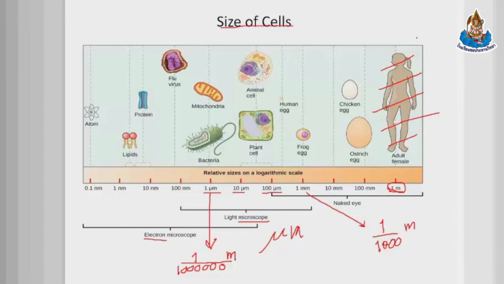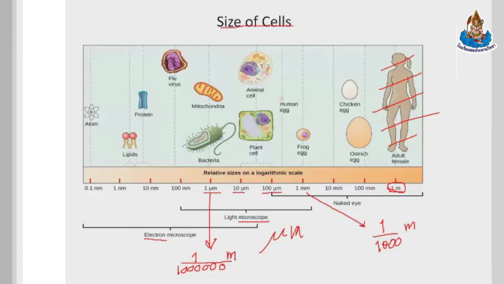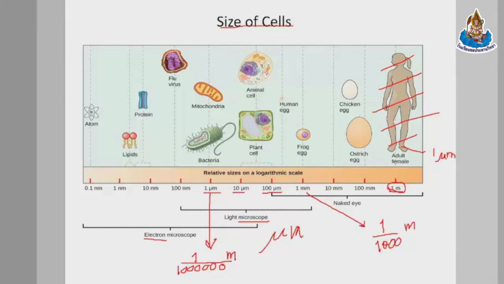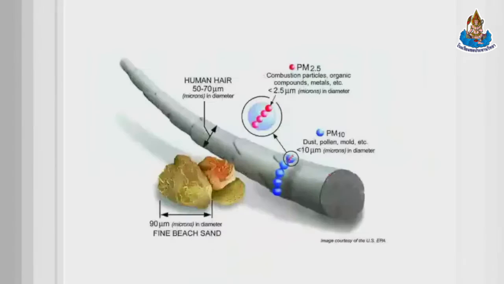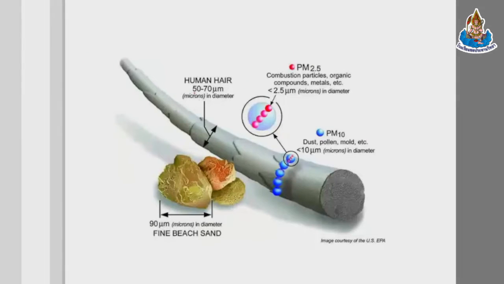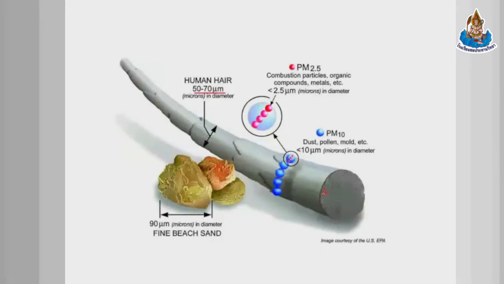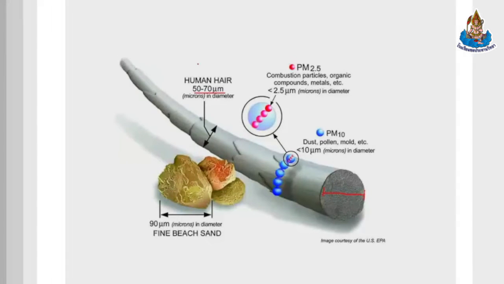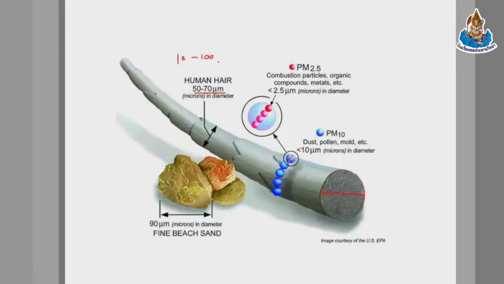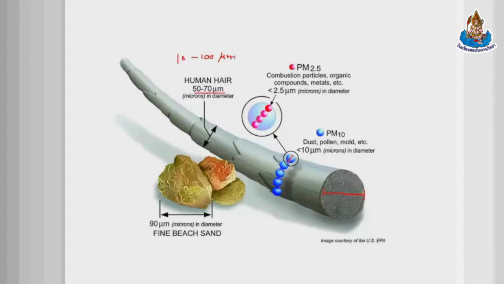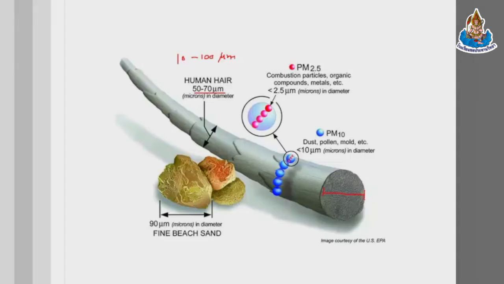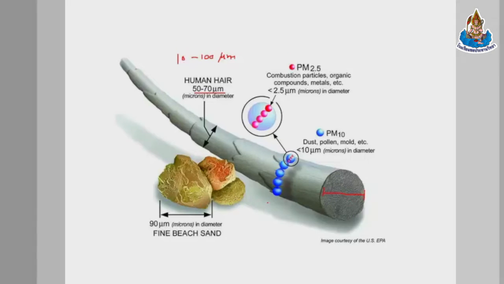Human hair has around 50 to 70 micrometers in diameter. So the cell is 10 to 100 micrometers. That means the size of a cell is around the diameter of human hair. But when you look at the diameter of human hair, you barely see it. It's just a small tiny dot. You cannot see it in detail. So you need tools like a microscope.